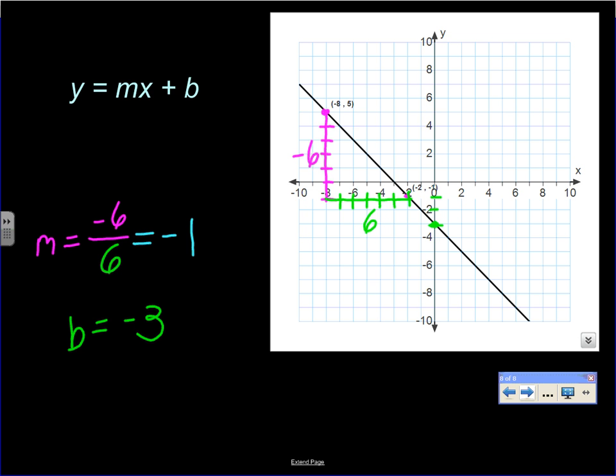And we can write our equation. Y is equal to negative 1x minus 3. Remember, we don't need to put the 1 in front of the x. We know it's a 1 there. So y equals negative x minus 3 is the equation for the line that you see on the graph.